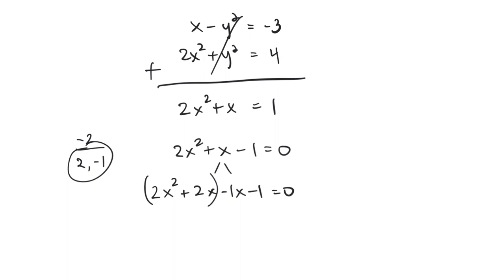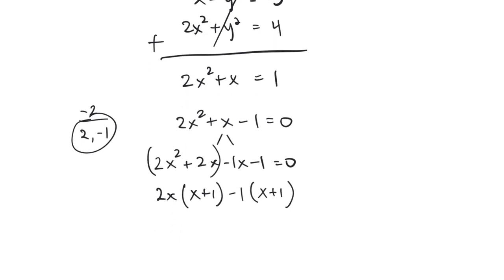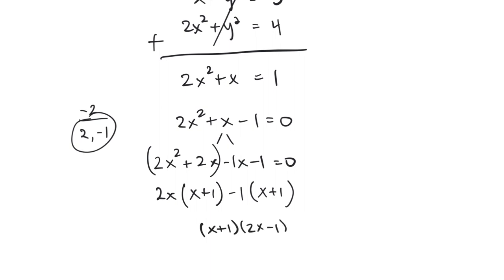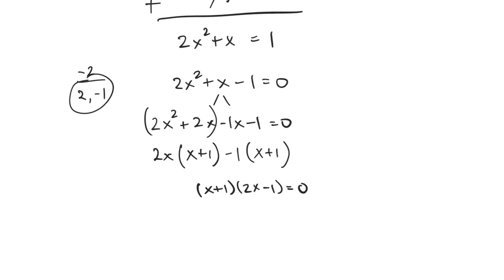Group the first two terms, and from there we can factor out a 2x. And from these two terms we can factor out a negative 1. And since x plus 1 is a common factor, we factor that out, and that leaves 2x minus 1. So then x equals negative 1 and x equals 1/2. So now we just need to find the y values.